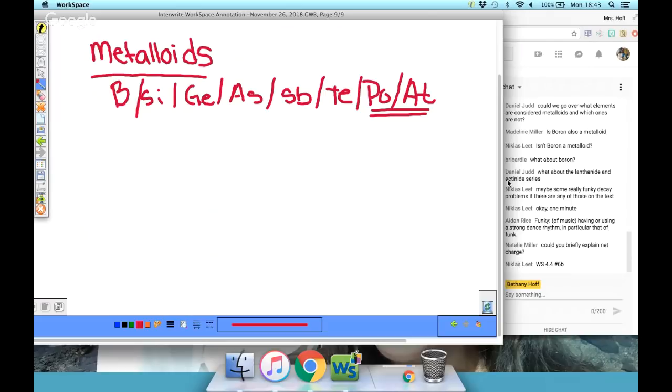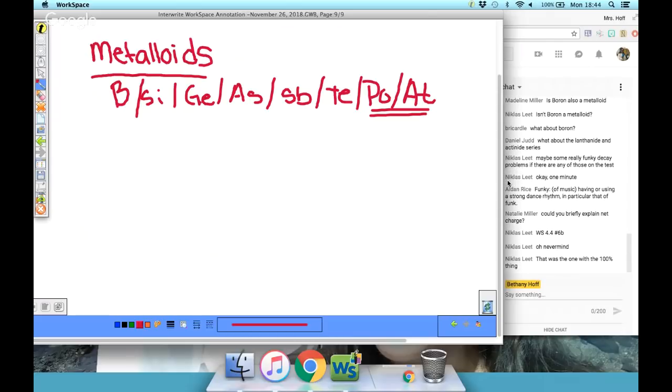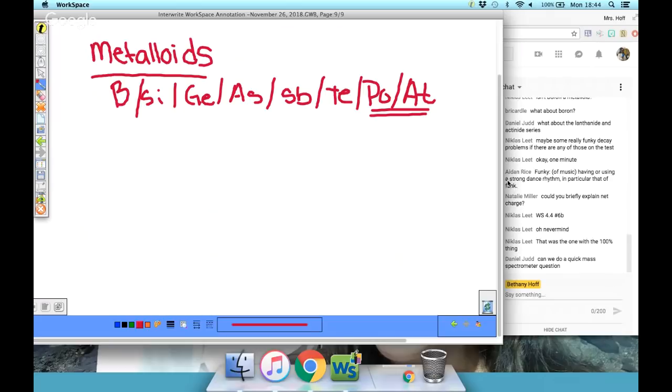Worksheet 4.46b. Okay, let me look at that. Nicholas, okay, you saw that I did that one? So I did that one earlier. Nice, Aiden. Very accurate definition of what funky is. Yeah, that was one with the 100% thing, so make sure you guys are comfortable with that.